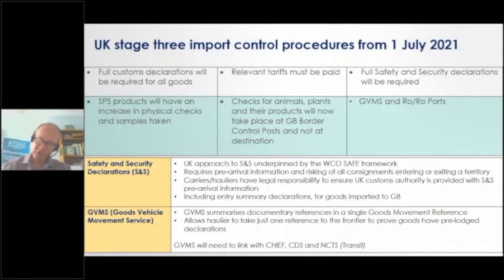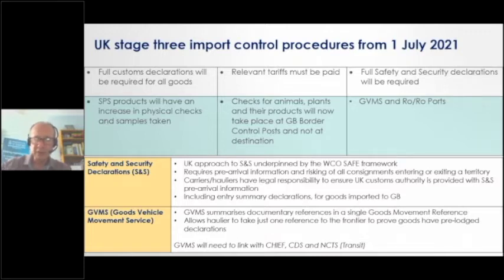So we can see here we've gone through stage one and stage two. We can now talk about stage three import control procedures. And this is from the 1st of July 2021. So this affects us all at this stage. Clearly, if you want to use stage one and defer, you've still got to make the entry into declarant records. I want to make that clear. You have to have records.